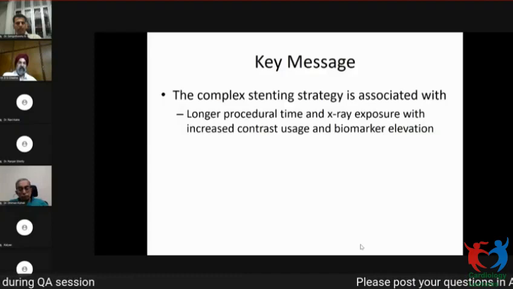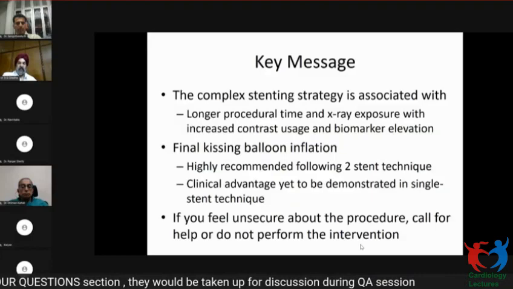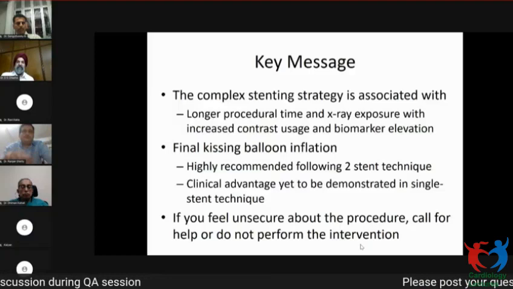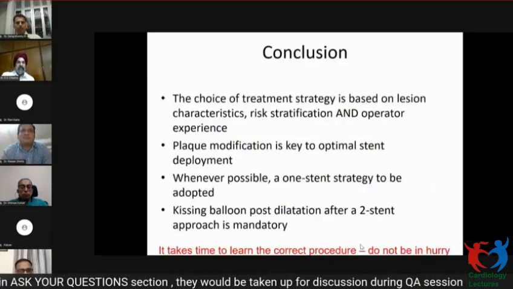And this has to be factored in. Final kissing balloon is a must with the two-stent technique, and its advantages have been demonstrated. Most importantly, if you feel insecure about the procedure, call for help. Don't perform an intervention just to prove a point. You must learn the steps of different bifurcation angioplasties under guidance. So the choice of treatment, to conclude, is based on the lesion characteristics, risk stratification, and the operator's experience.